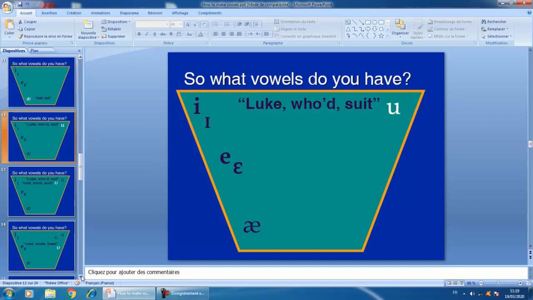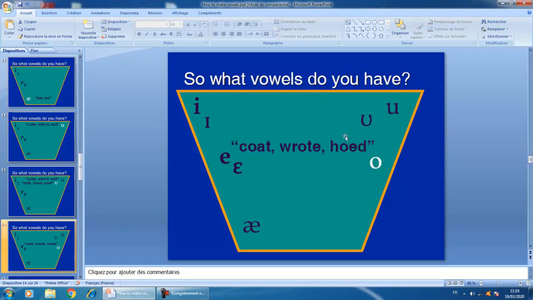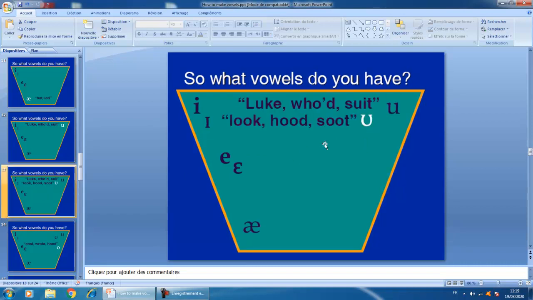Now this U, which is long, corresponds to its short U here, in words like suit, hoot, look. Don't say look, it's look. Hoot, suit. But this is luke, hoot, suit. This is one U and this is the other U. But both of them are back vowels. And both of them are high vowels here.